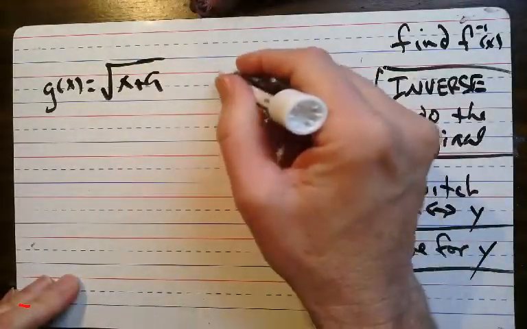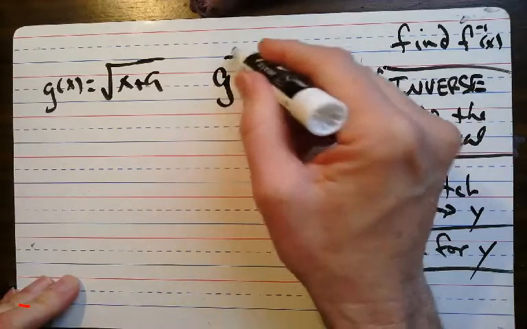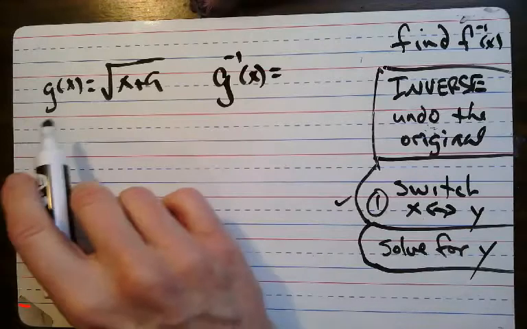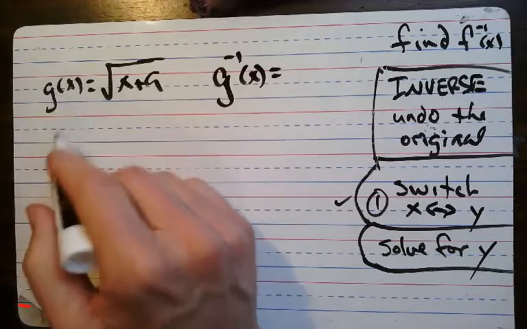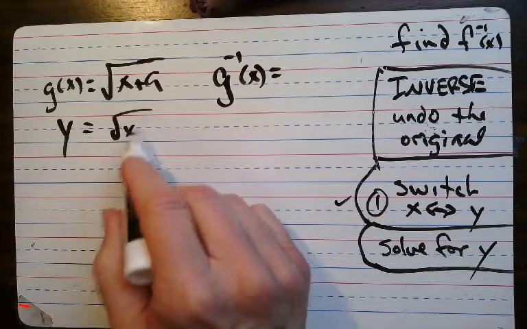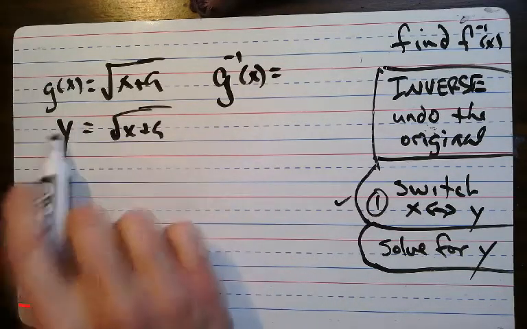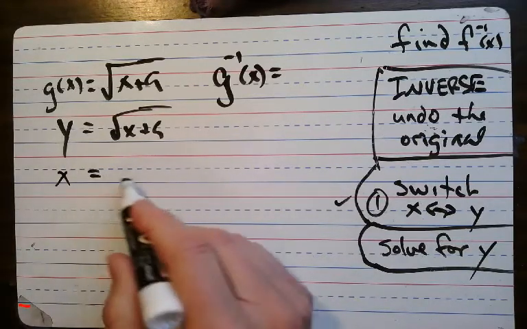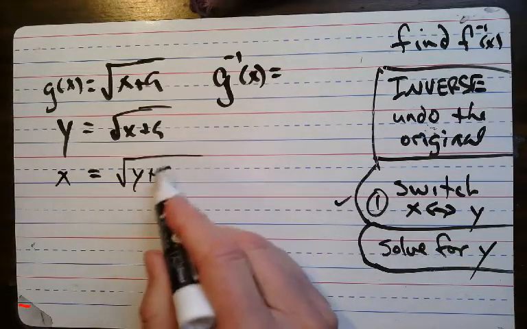Well, we're going to find the inverse, g negative 1. That's what we want. So remember, we have y. This is really y. Y equals this, right? Because g of x is really y. I have to switch the x and y. So x equals the square root of y plus 9.